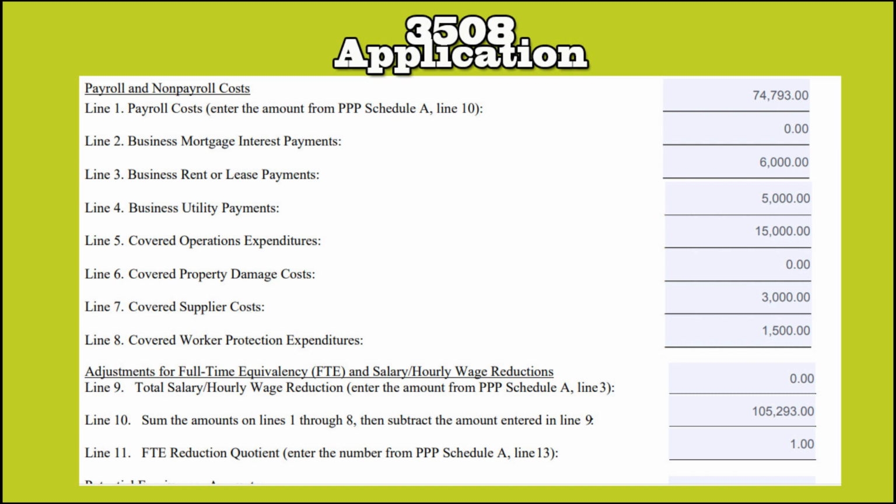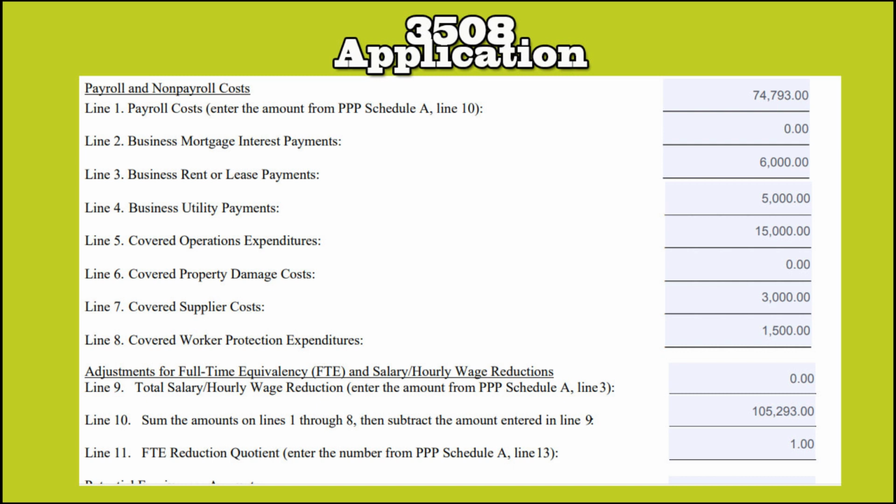Okay, so on line 3, you want to enter your rent payments. We had our business prior to February the 15th, 2020. So we're going to be able to enter our rent payments for the covered period. So we're going to put a fictitious number of $6,000. Okay. If you did not have a lease agreement dated prior to February 15, 2020, that line amount would be 0.